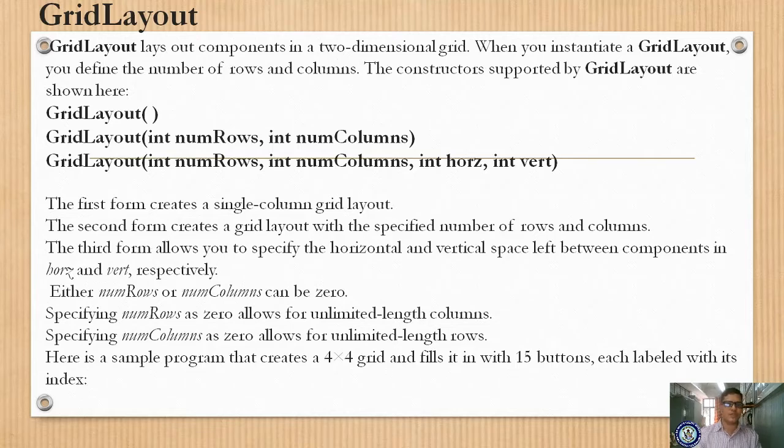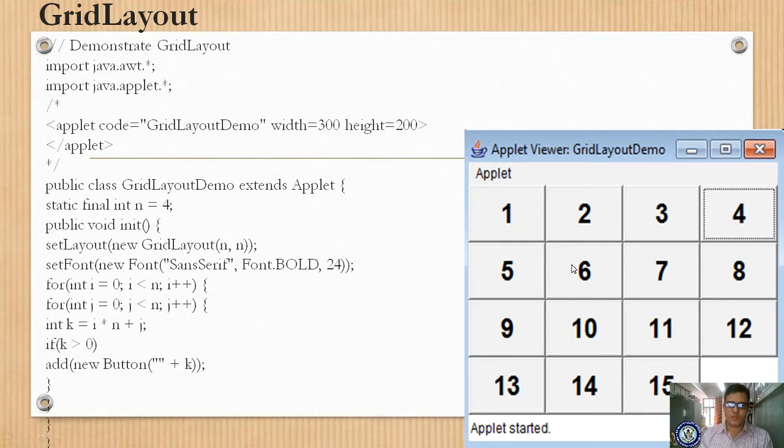To understand this, there is one program which specifies a 4x4 grid and fills it with 15 buttons. You have to give more attention to this program. If you don't give the attention, then you can't understand it. Okay, so let us see: import java.awt.*, java.applet.*. These are the compulsory packages, and this is the compulsory tag you are supposed to use, right? Applet code is equal to GridLayoutDemo, width is equal to 300, height is equal to 200. That's it. Now you are writing public class GridLayoutDemo extends Applet.